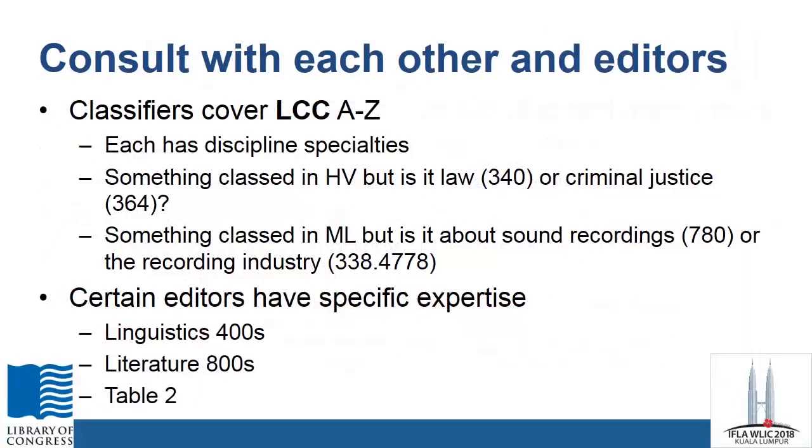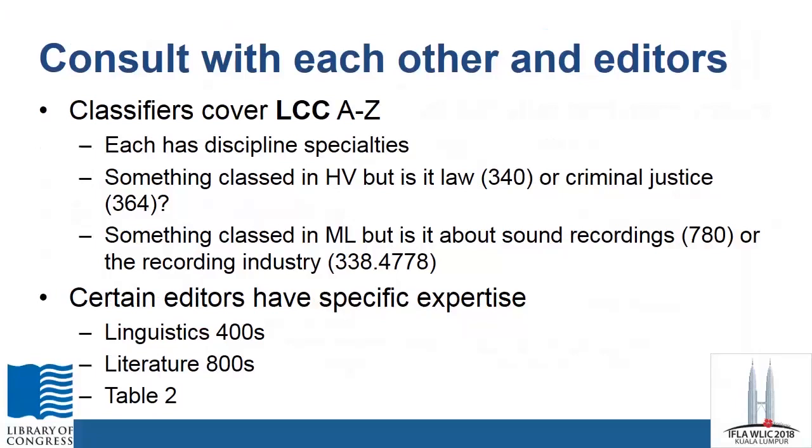Something classed in HV, which in LC class is for the social sciences, usually criminology or something like that. But is it law? Or is it criminal justice? If it's criminal justice, it would have gone in HV, but if it was law, it would have gone in class K. Well, they're thinking about that in terms of Dewey. Which one does it apply to? Something that's classed in ML for music literature, is it about sound recordings in 780, or is it more about the recording industry? So these are the kind of questions. Even though something comes in a certain LC class, it doesn't mean that it's going to go in the place in Dewey that it was assigned to in LC class.